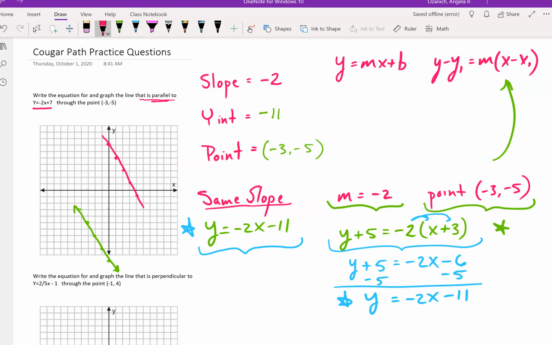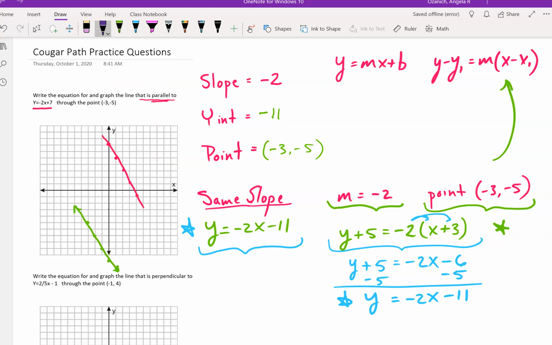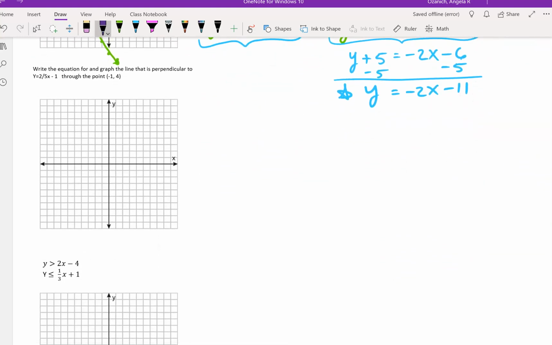The biggest change you're going to see in the next example is that we're working with a perpendicular line instead of a parallel line. And really the only thing that changes is how we find our slope. So we're still going to be using these same nice equations for slope, intercept, and point-slope form. We're just going to be applying them to a situation where we have perpendicular lines. So here's my original equation: y is equal to 2/5 x minus 1.